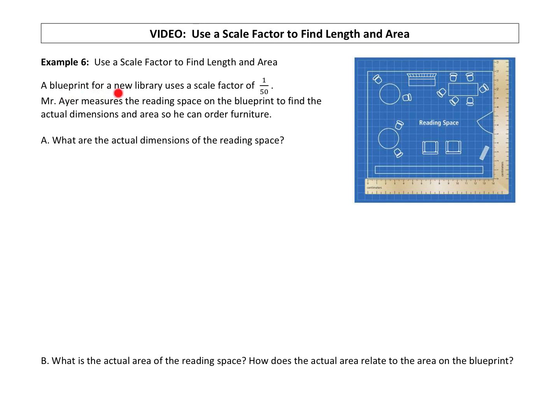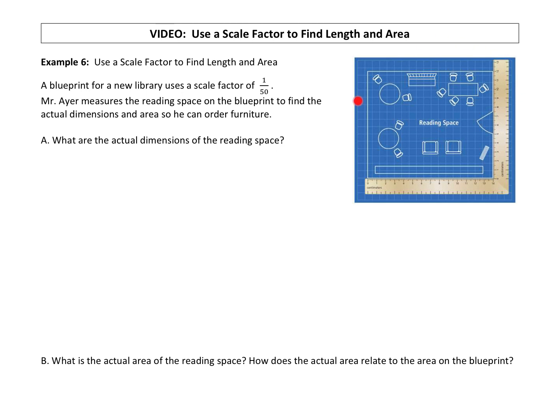So a blueprint for a new library uses a scale factor of 1/50th, 1 over 50. Mr. Ayer measures the reading space on the blueprint to find the actual dimensions and area so he can order furniture. So part A, what are the actual dimensions of the reading space?